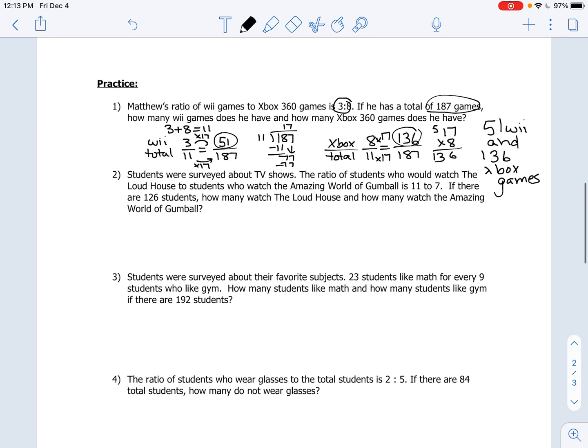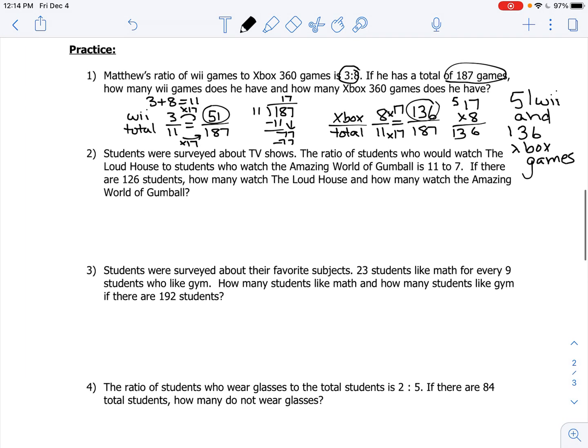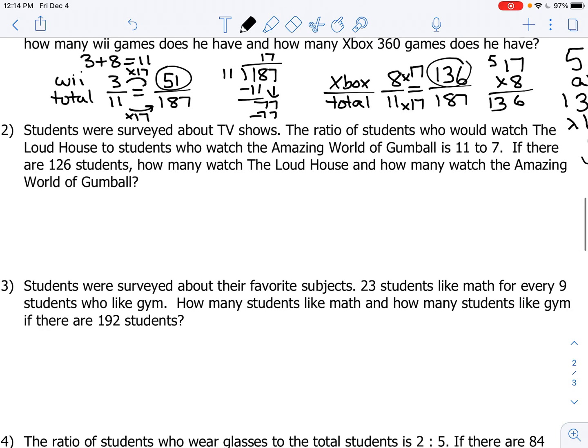All right, question number 2. Students are surveyed about TV shows. The ratio of students who would watch The Loud House to students who watch The Amazing World of Gumball is 11 to 7. If there are 126 students, how many watch The Loud House and how many watch The Amazing World of Gumball? So again, since we know there are 126 students altogether, we're going to add up our 11 students that watch The Loud House plus 7 that watch The Amazing World of Gumball. That's 18 students altogether. That's our total.